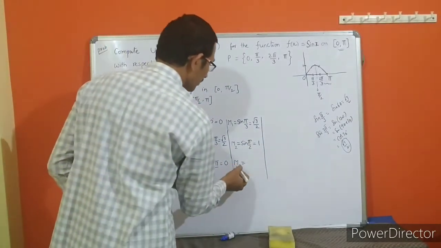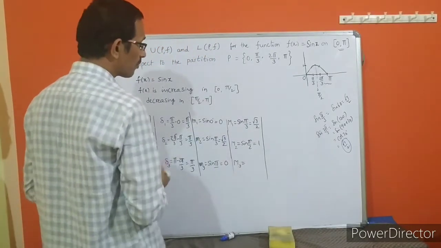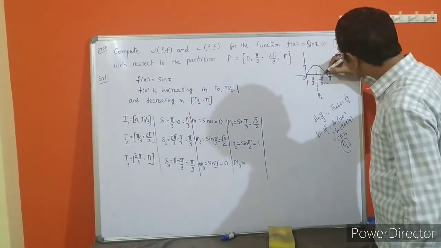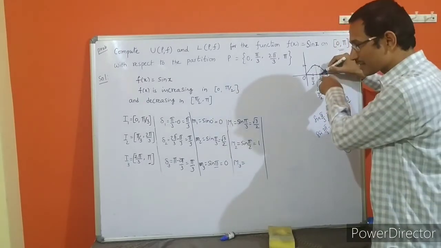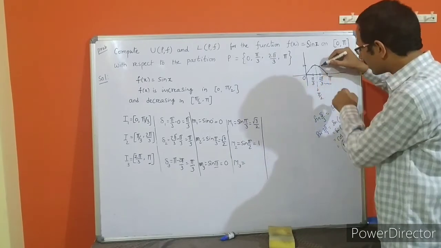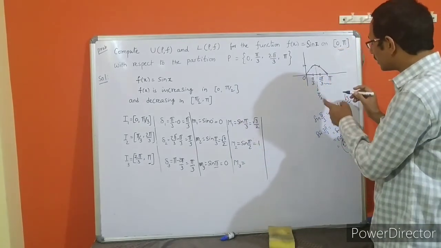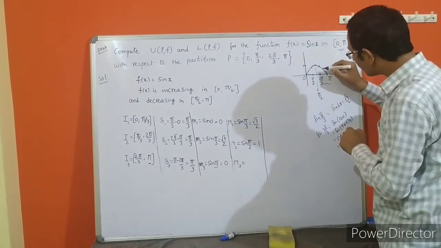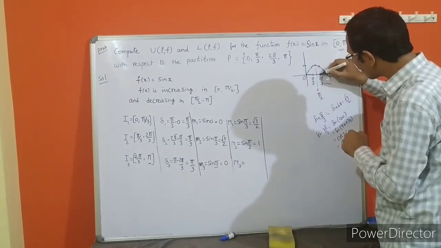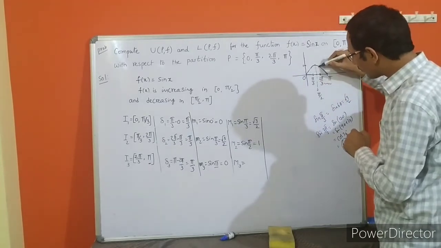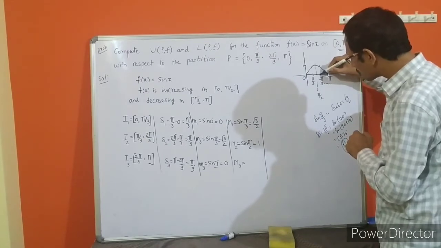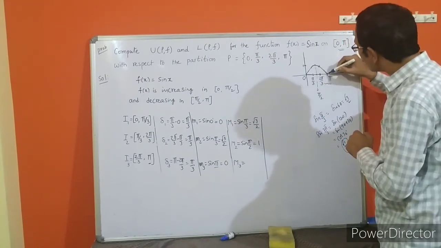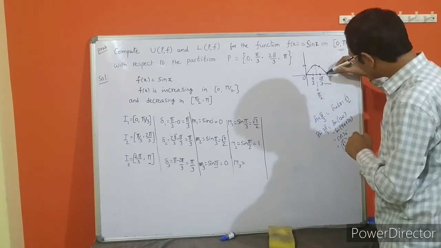Similarly, m3 means maximum. Where did you get the maximum? See here, in this interval, this is the maximum value. You got it at the minimum value of x. Try to understand: because this is decreasing, you will get the maximum value of the function at the minimum value of x. The maximum value of the function is here and it occurs at the minimum value of x, that is 2 pi by 3. And the minimum value of the function is 0. See, this graph touches the x axis, which means here the function is 0.